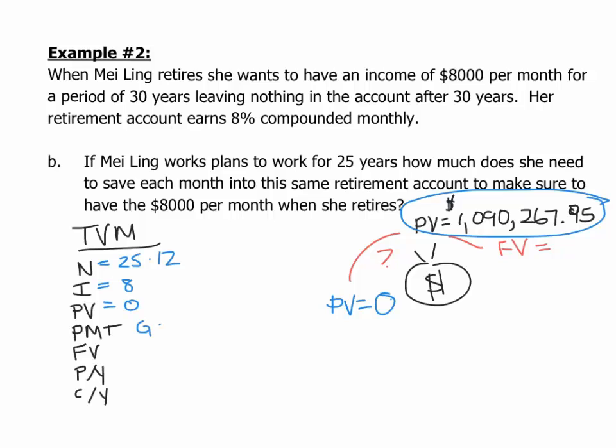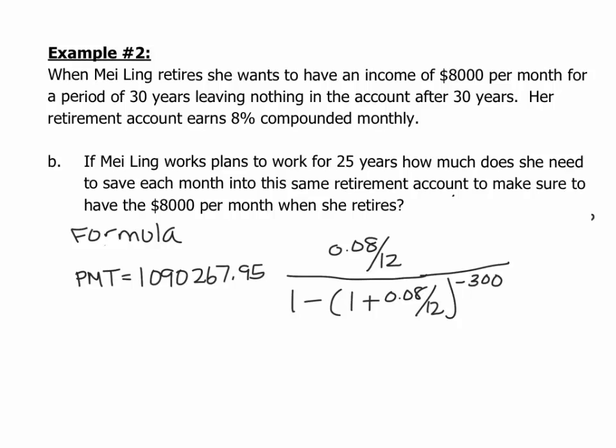My payment, this is my goal. I want to know how much does Mei Ling need to put into the account each month in order to be able to retire with the $1 million. My future value is the $1,090,267.95, and the payments per year and compounding per year are both 12. Solve using the TI calculator, and you're going to end up with Mei Ling needs to save $1,146.41 each month.